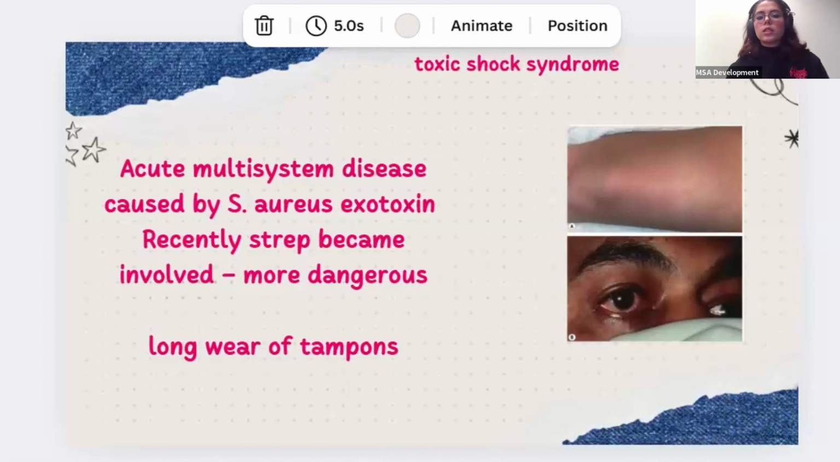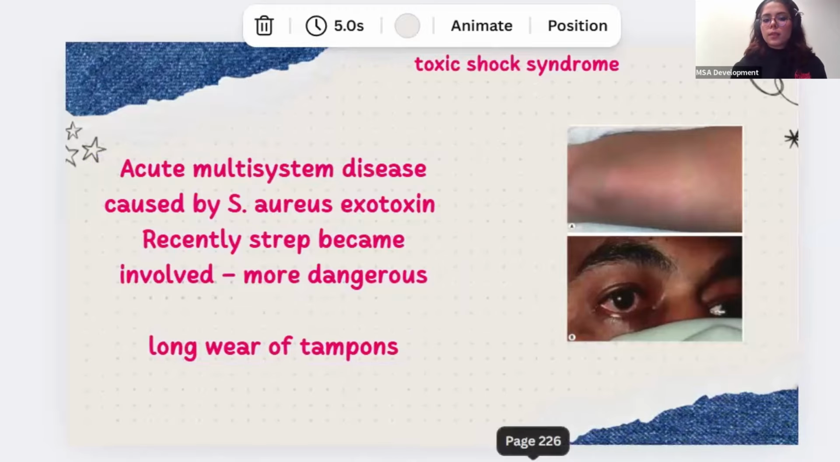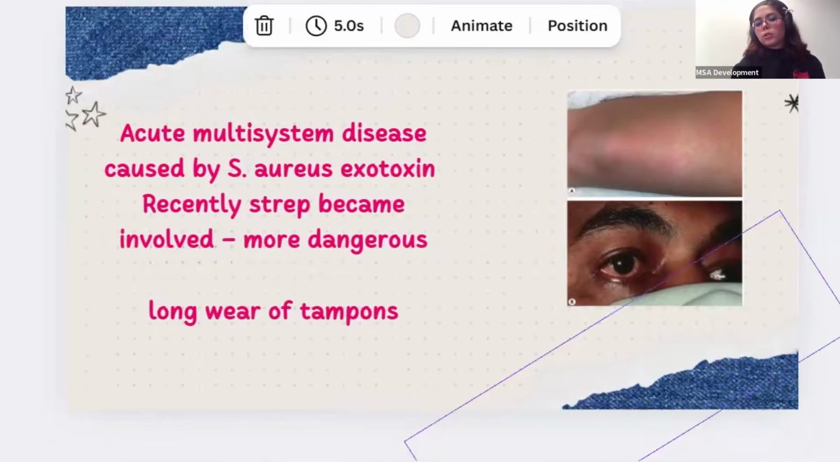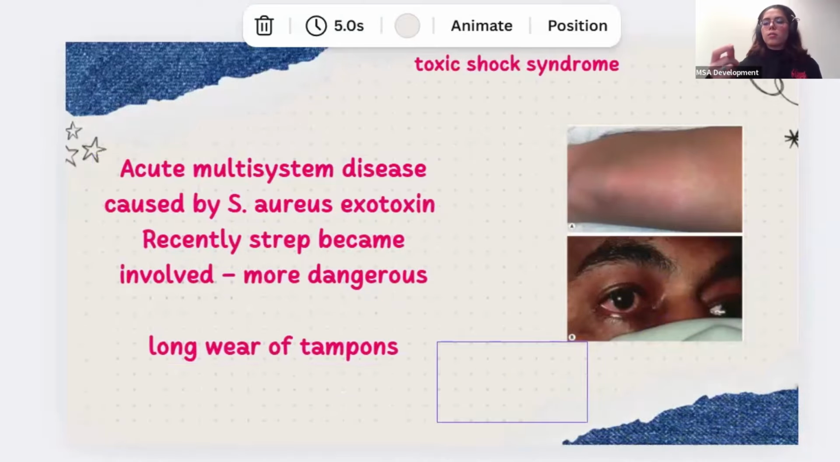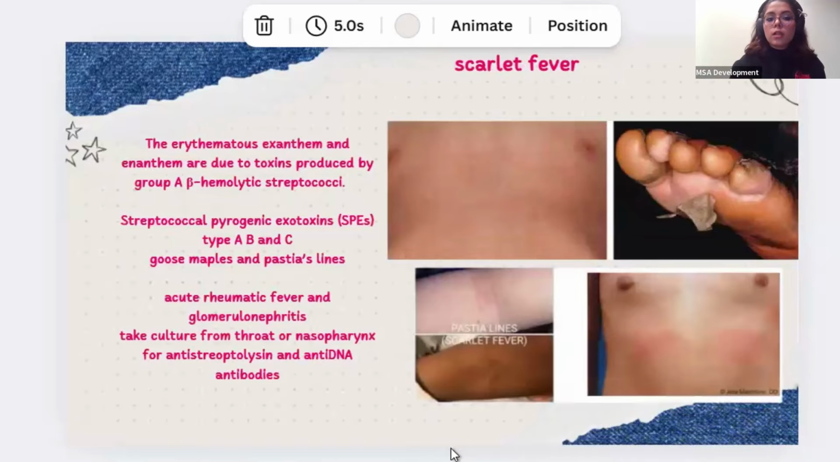Okay. Toxic shock syndrome is an acute multisystem disease caused by Staph aureus exotoxin. Recently, strep became involved, and it's more dangerous. It's like a disseminated bacterial infection, and it's because of a long wear of tampons.